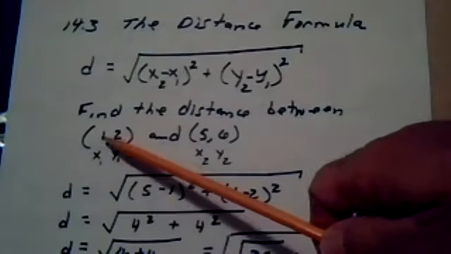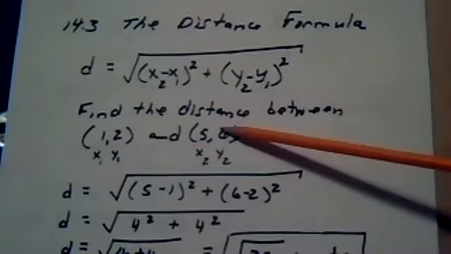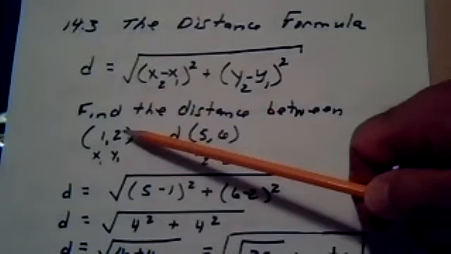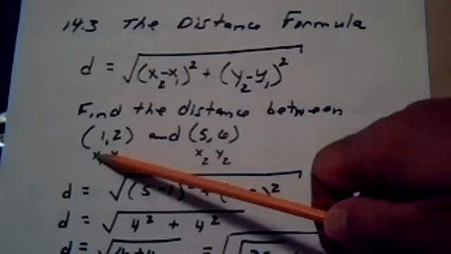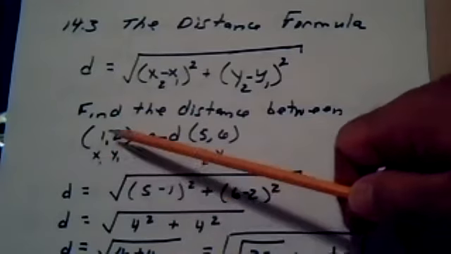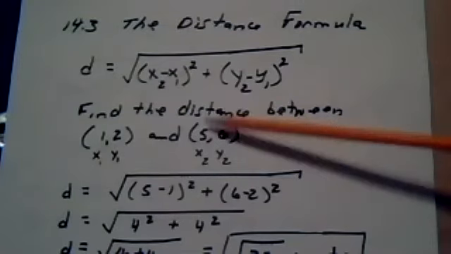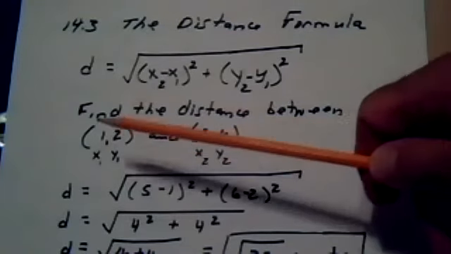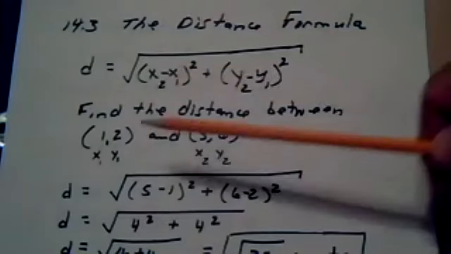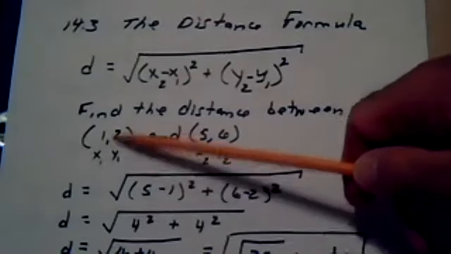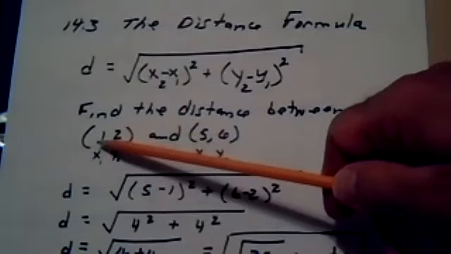So if you have 2 points and you want to find the distance between these 2 points, you label them first, x1, y1, x2, y2. This could have been the ones and these could have been the twos. It doesn't matter, at the end you get the same answer. So now replace each one of those numbers in the respective locations.